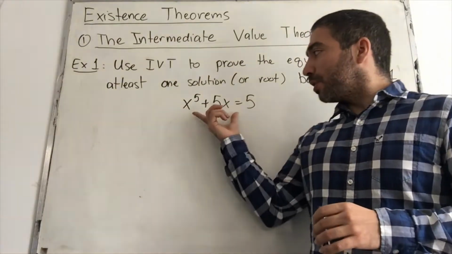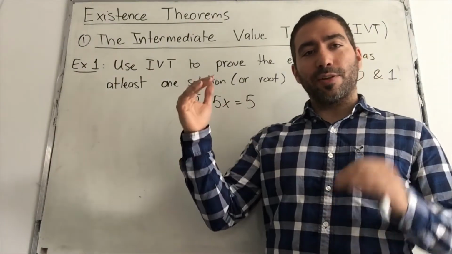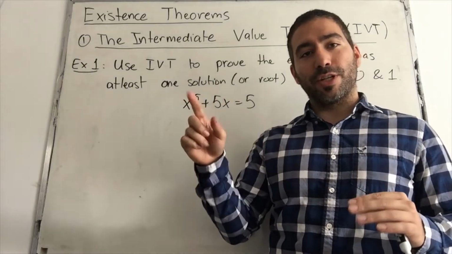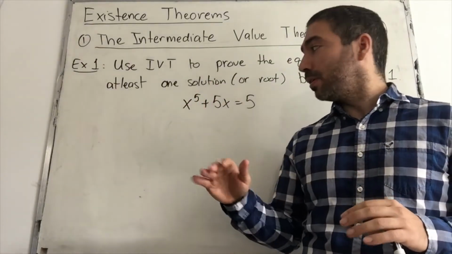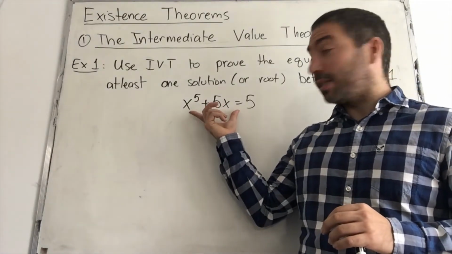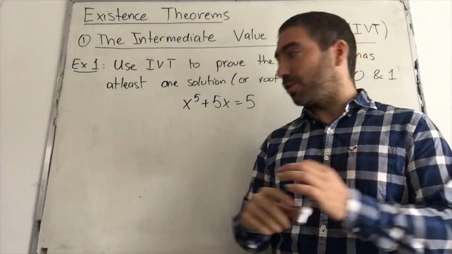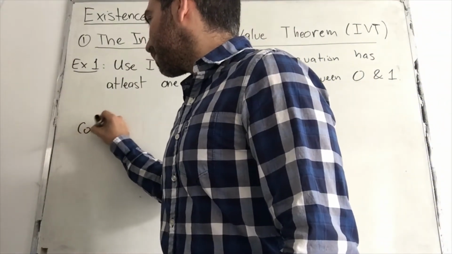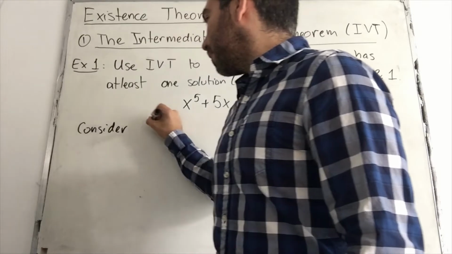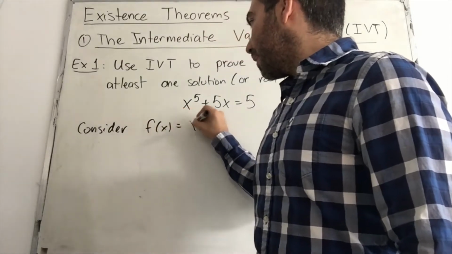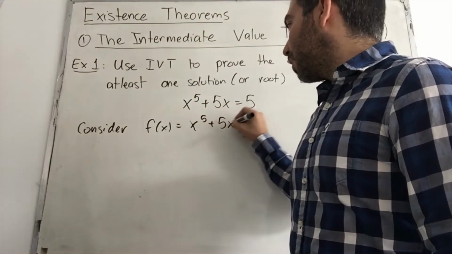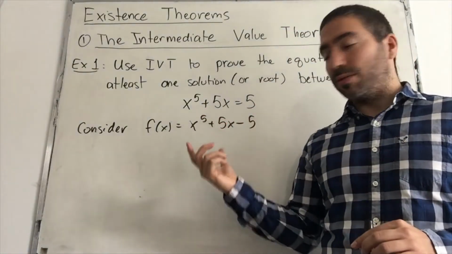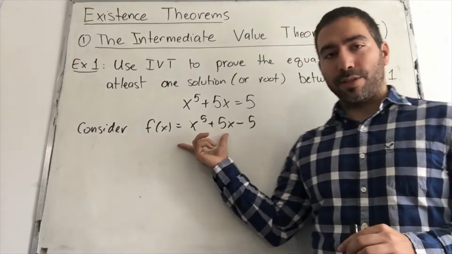Why 0? The reason being is that we're going to look for a positive value and a negative value, and if we obtain a positive value and a negative value, then we know the continuous function at some point has to cross the 0. Okay, so let's set this equation equal to 0 and call it a function. So I'm going to move the 5 over, and we're going to consider the function x to the 5 plus 5x minus 5. Okay. So I brought the minus 5. So we're saying the equation equal to 0, minus 5 equals 0, and we're going to consider its function.